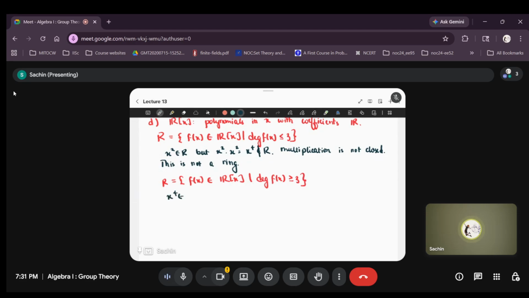X power 4 belongs to R, and minus x power 4 plus x square belongs to R. Coefficients are real numbers, they can be negative also. If you add them, x power 4 plus minus x power 4 plus x square, it will be x square. That does not belong to R. So the degree may actually fall below. So this is also not a ring.